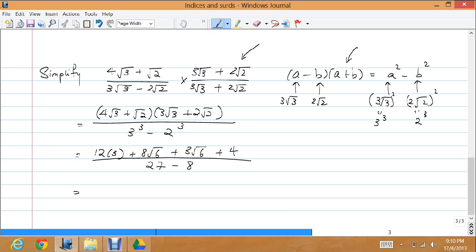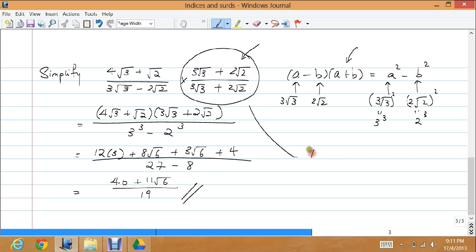Once I simplify this, I'll get 40 plus 11 root 6 over 19. And this is the final answer. I can't simplify it any further. So this method of multiplying the numerator and the denominator by what we call the conjugate is called rationalizing the denominator of the fraction which contains a surd.